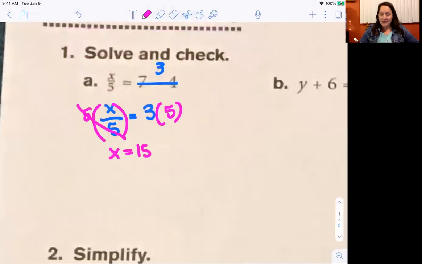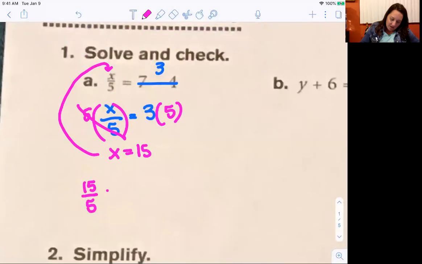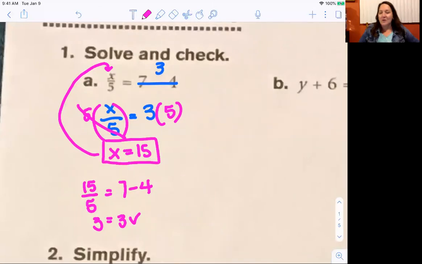Now we've got to check. I'm going to plug 15 in to where the x was. 15 over 5 equals 7 minus 4. 15 divided by 5 is 3, and 7 minus 4 is 3. We are good. X does equal 15.